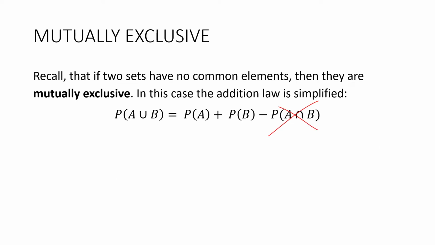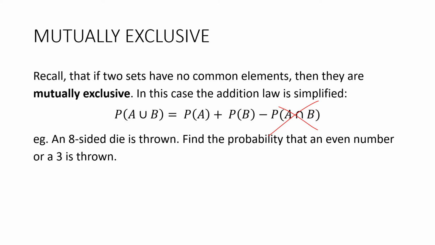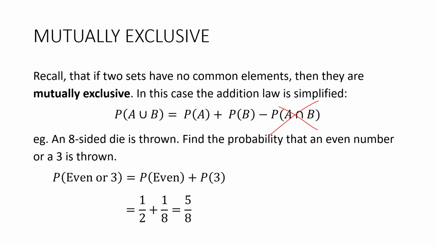Now recall that if two sets have no common elements, then they are mutually exclusive. There's no overlap. In this case, the addition law is simplified because the probability of A intersection B is 0. Here's an example. An 8-sided die is thrown. Find the probability that an even number or a 3 is thrown. We can see that these events are mutually exclusive because 3 is not an even number. So the probability of even or 3 is the same as the probability of the even number plus the probability of a 3, which is a half plus an eighth, which is 5/8.